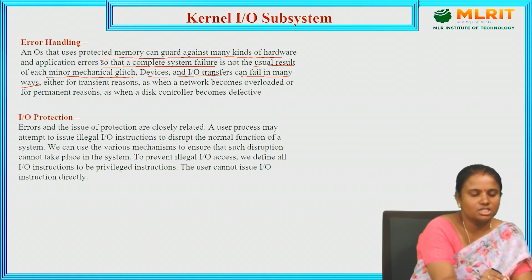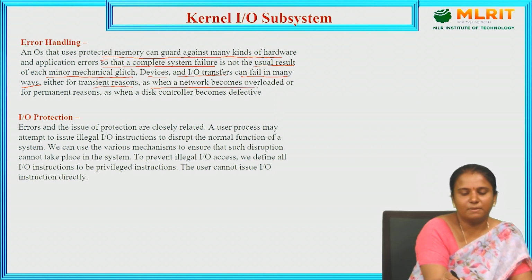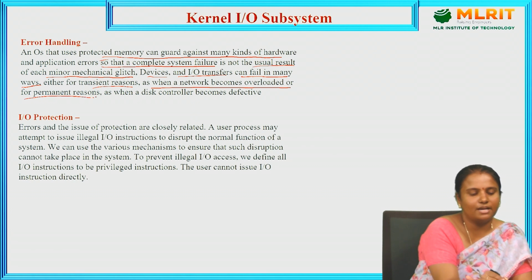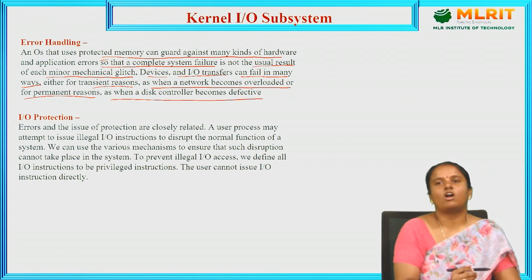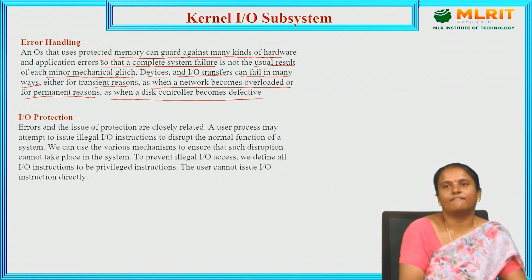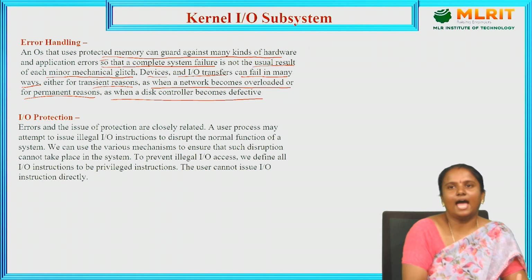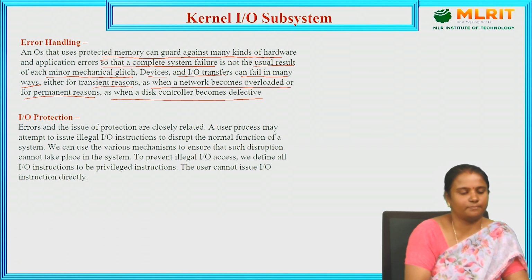They can fail either for transient reasons, as when a network becomes overloaded, or for permanent reasons, as when a disk controller becomes defective. Whatever data you are sending or receiving, when the network is overloaded the data cannot be shared, and errors may occur. So who can handle these errors? The operating system can resolve them. This is how error handling occurs in the input-output subsystem.